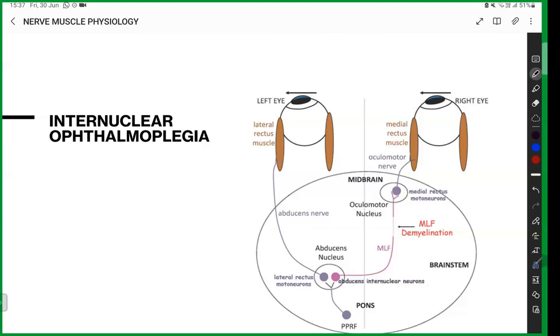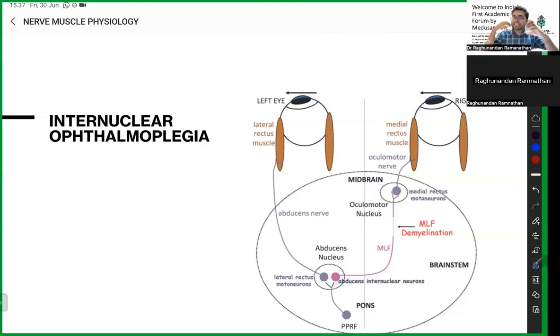So both are separate nuclei, guys. So you have two important nuclei. One is the abducens nerve nucleus, the other is the oculomotor nerve nucleus. So these two nuclei have to work in a coordinated manner. That means these two nuclei have to do a coordinated function. Who is going to help in that coordination? This is done by the medial longitudinal fasciculus, MLF.